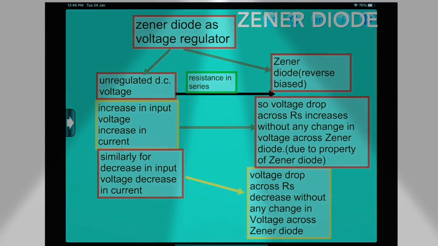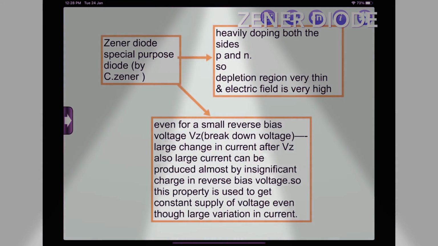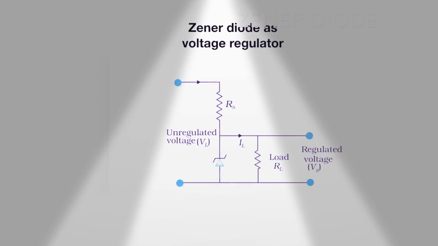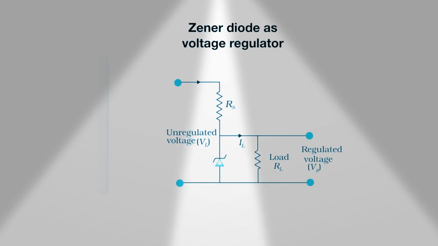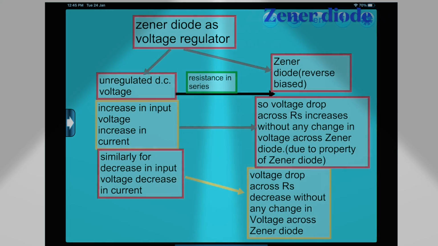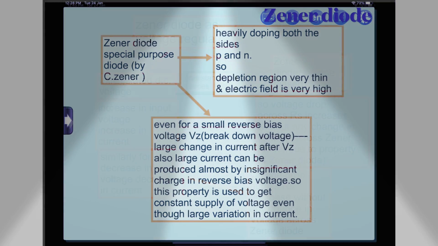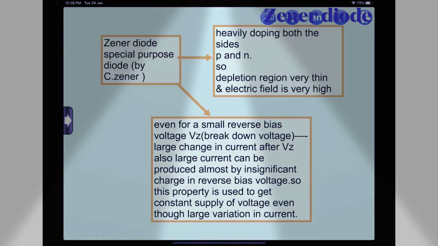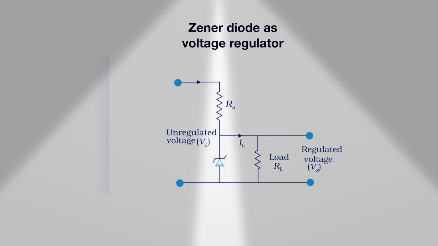Increase in input voltage, increase in current. So the voltage drop across RS is increased without any change in voltage across the Zener diode. Similarly, for decrease in input voltage, decrease in current, and the voltage drop across RS decreases without any change in voltage across the Zener diode.